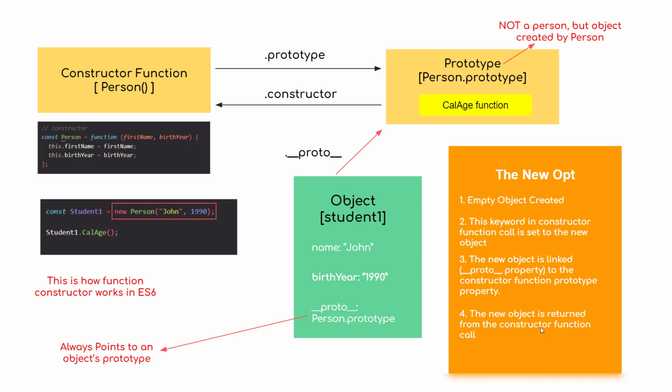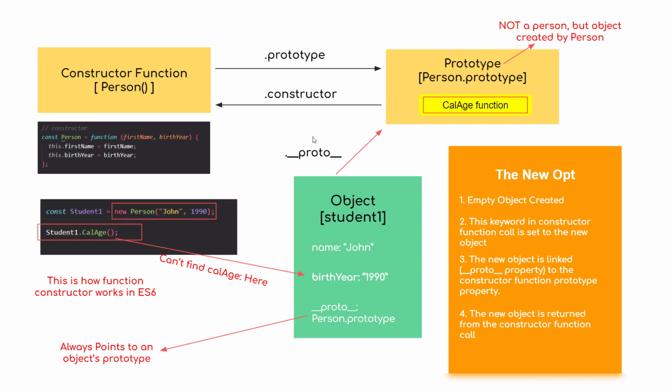This is how a function constructor works in ES6. Let's look at the calcAge function. With student.calcAge, you can call the function inside the Person.prototype. You can't find the calcAge function inside the constructor or inside the object of the Person. Right now you can't find it inside this one object. So this is my object. When you create a constructor or object, you can't find it there, but you can find it inside the Person.prototype.